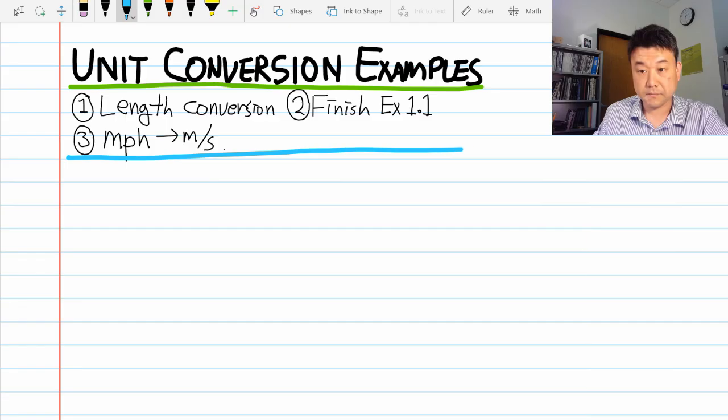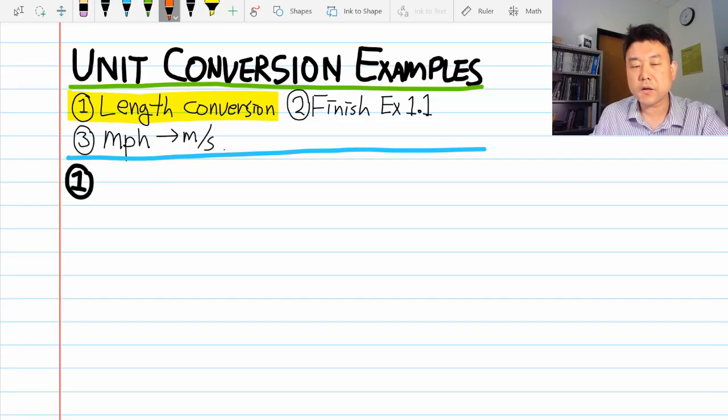All right, let's get started. First, with the length conversion. Let me do a fairly useful example of length scale.